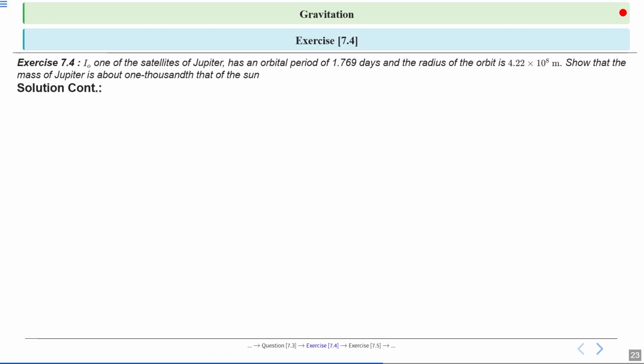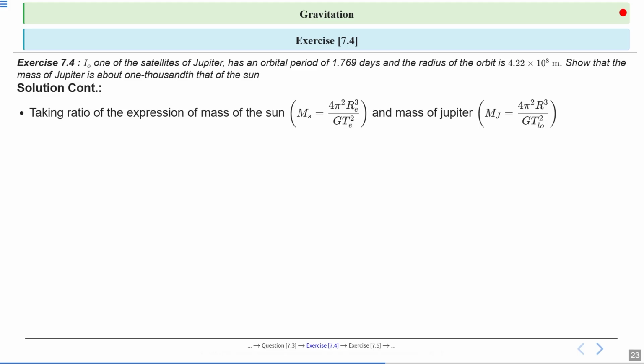Now, let's start by considering the formula for the mass of the Sun, Ms, which is equal to 4 pi square Re cube divided by G Te square, and the mass of Jupiter, which is 4 pi square R cube divided by G T square. So performing the calculation, Ms by Mj is equal to Re cube divided by R Io cube into T Io square and Te square. All right, 4 pi square cancels out, G cancels out. The remaining term is this one.